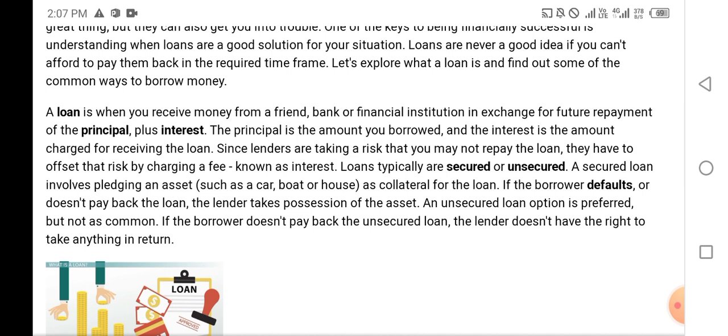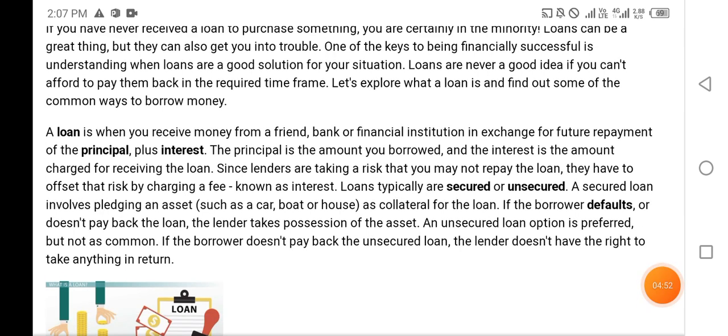Loans typically are secured or unsecured. A secured loan involves pledging an asset as collateral for the loan. If the borrower defaults or doesn't pay back the loan, the lender takes possession of the asset. An unsecured loan option is preferred but not as common. If the borrower doesn't pay back the unsecured loan, the lender doesn't have the right to take anything in return.